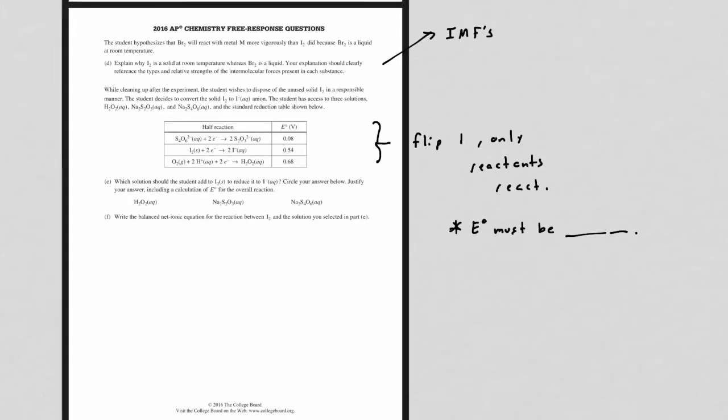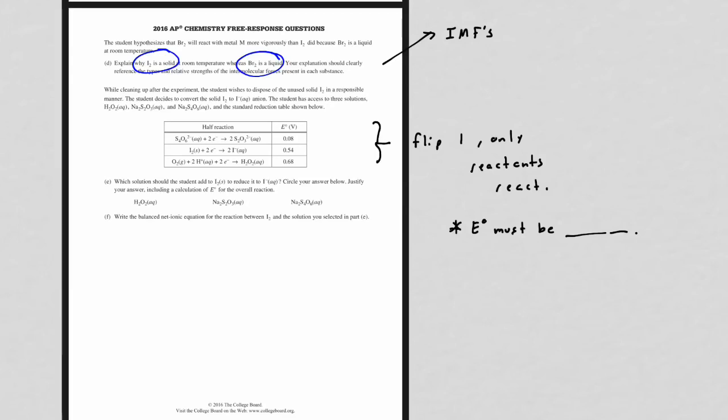Okay, the next part of the question deals with why I2 is a solid versus bromine is a liquid. All right, you need to talk about IMFs. I'm not going to tell you what type of molecule I2 and Br2 are. You should know, and you should know which type of IMF to talk about and which ones not to discuss in the context of these types of substances.